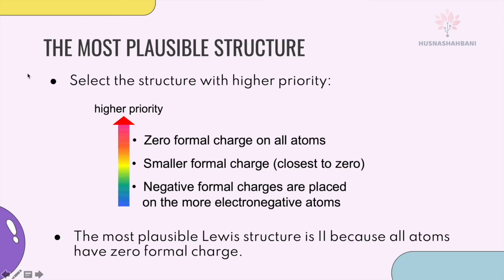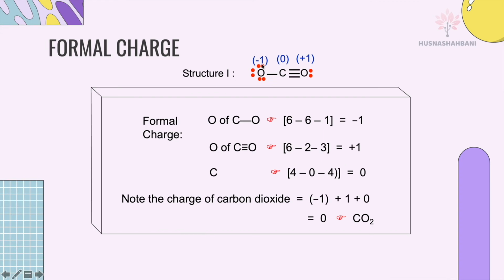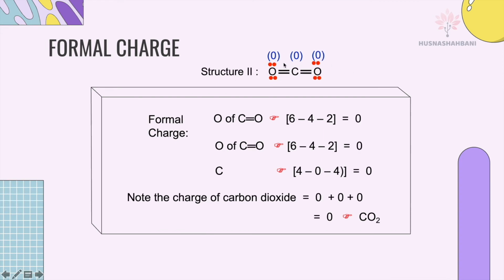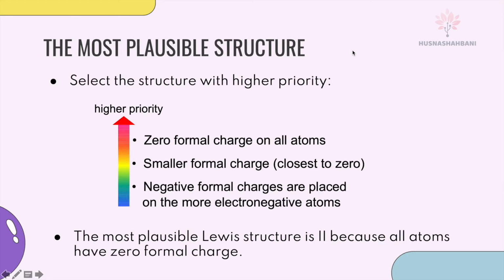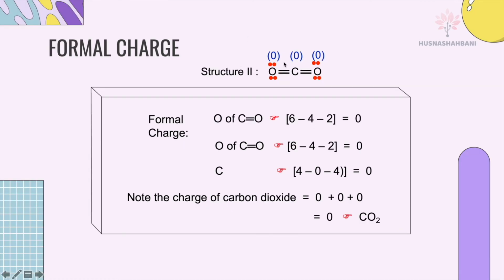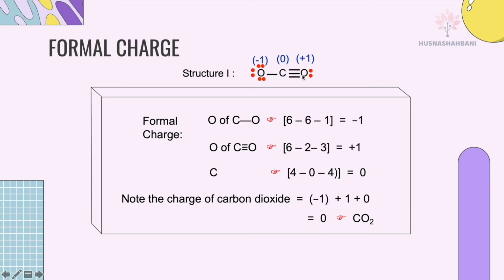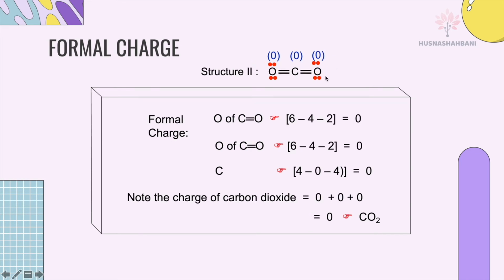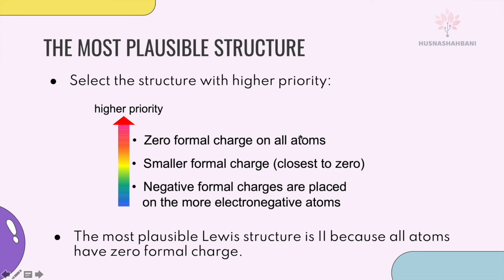So which one is the most plausible structure? This one we have -1, 0, +1. And another one we have 0, 0, 0. In order to determine the most plausible structure, you have to select the structure with higher priority. The highest priority is 0 formal charge on all atoms. Here, structure number 2 has 0 formal charge on all atoms, but this one does not.